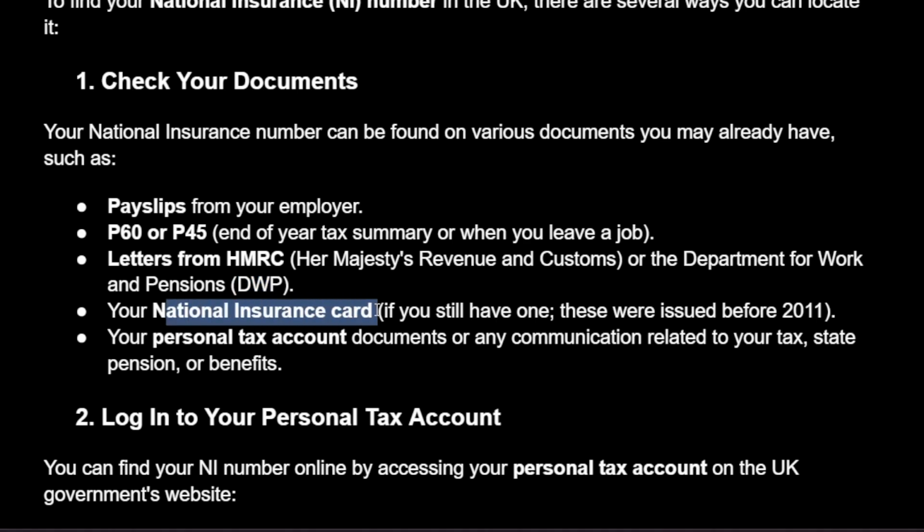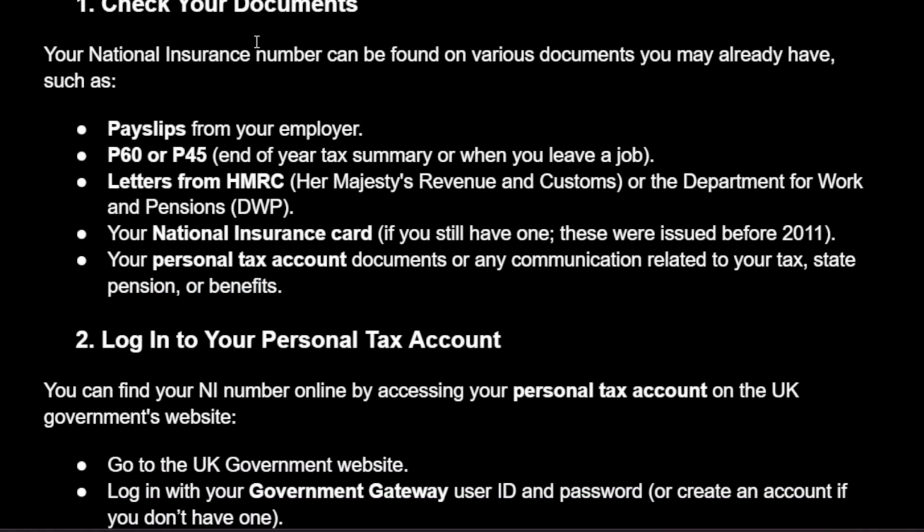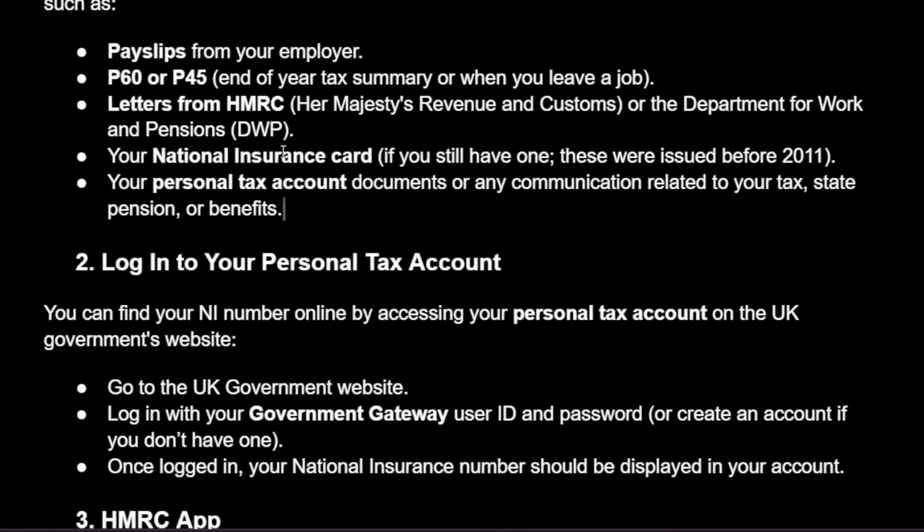Your National Insurance card, if you still have one. These were issued before 2011. Your personal tax account documents, or any communication related to your tax, state pension, or benefits. Now that's where you can find your National Insurance number.